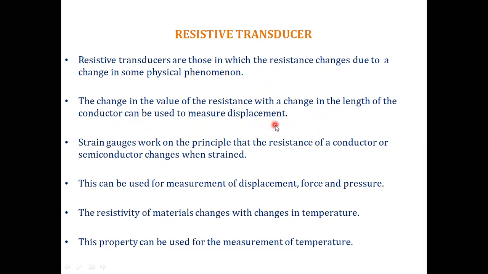It can be used to measure displacement also. Strain gauges work on the principle that the resistance of a conductor or semiconductor changes when strained. We will see this topic in the next class. Strain gauges we will see in the next class, how that is going to be applicable. This can be used for measurement of displacement. This resistive type of transducers can be used for the measurement of displacement, force, and pressure. The resistivity of material changes with respect to change in temperature also. This property can be used for the measurement of temperature also.